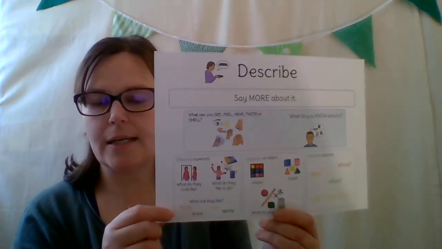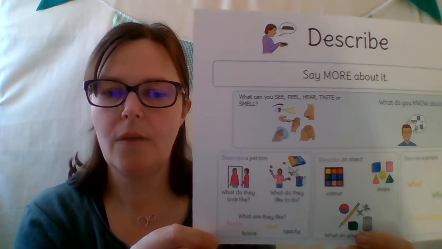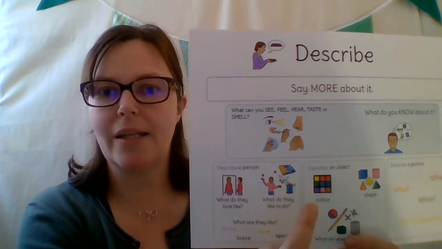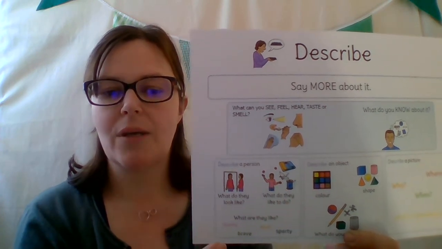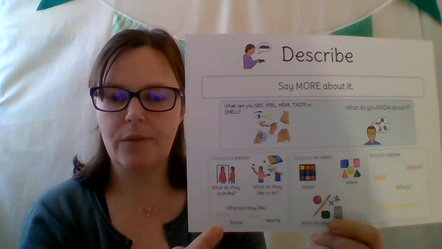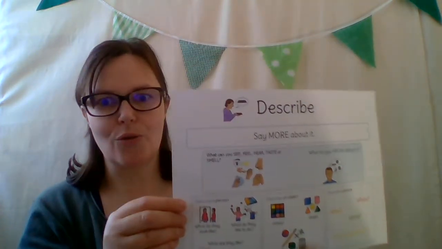So the first one here is people. So when we describe a person, we can say what they look like. We can say what kind of things they do. We can say what they're like. Are they kind, funny, evil, brave? And there's lots more things we can say as well. So here's someone to describe.